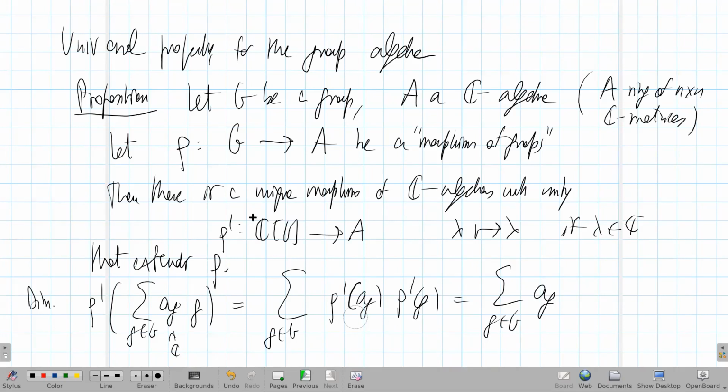a_g, and we want this to extend rho, which means that on the elements of G, the values of rho prime are exactly the values of rho. And it's not difficult to see. I'll leave as an exercise that has to be done once in life that this is, in fact, a morphism of algebras.